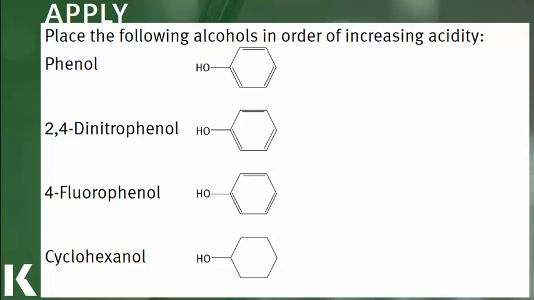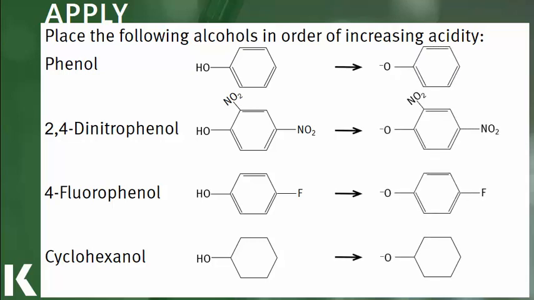2,4-dinitrophenol will have 2 nitro groups here and here. 4-fluorophenol will have a fluorine here. And there we have the drawings. The conjugate bases will have the hydroxyl group deprotonated and look like this.